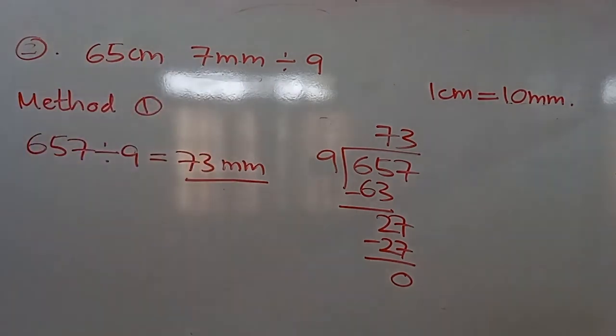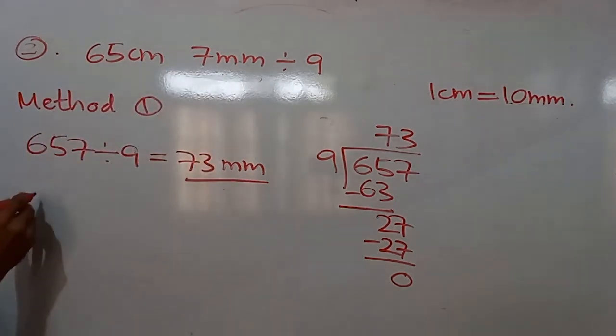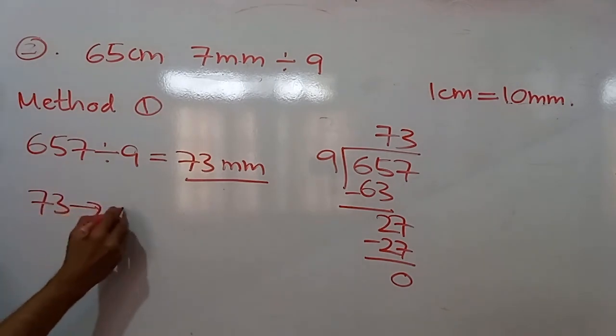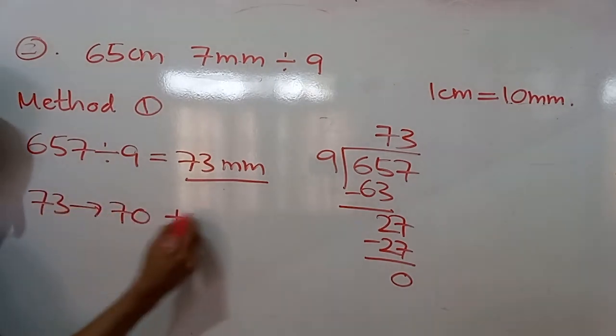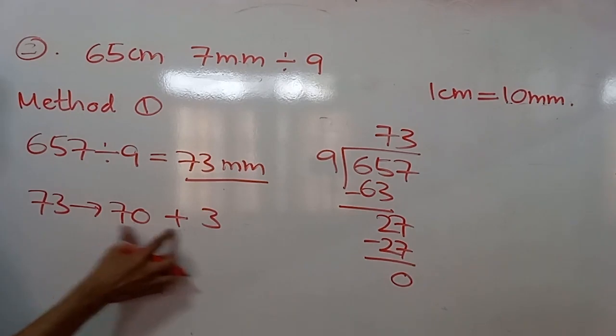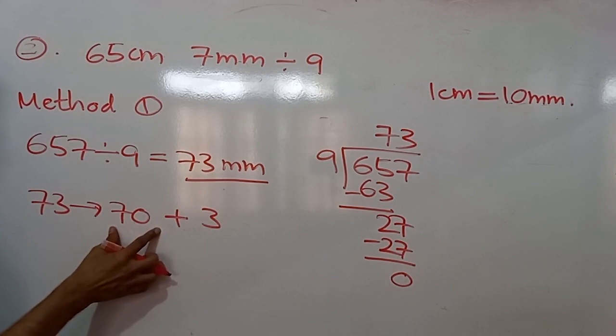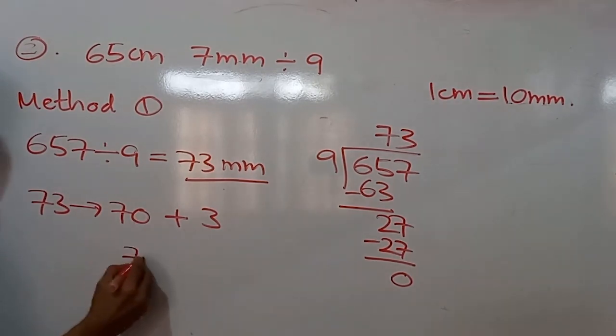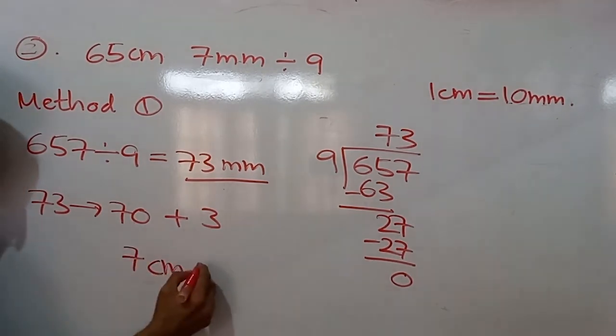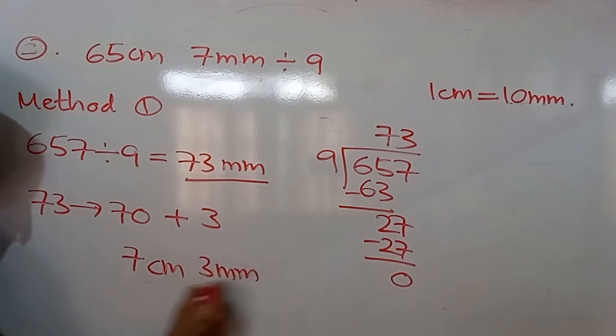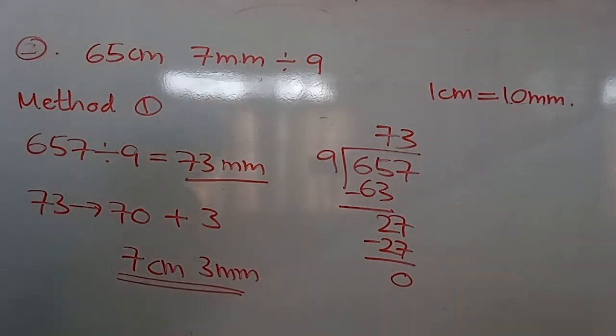Now we have to convert this value into centimeters and millimeters. So let's take 73 and we will divide this into 70 plus 3. This is in millimeters and this is also in millimeters. So when we convert this value into centimeters, this becomes 7. So the answer is 7 centimeters and 3 millimeters. Pause the video and write it down.